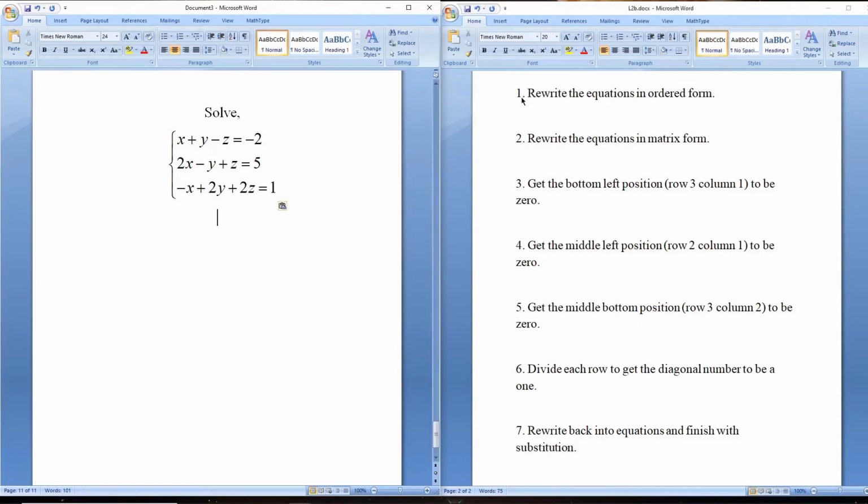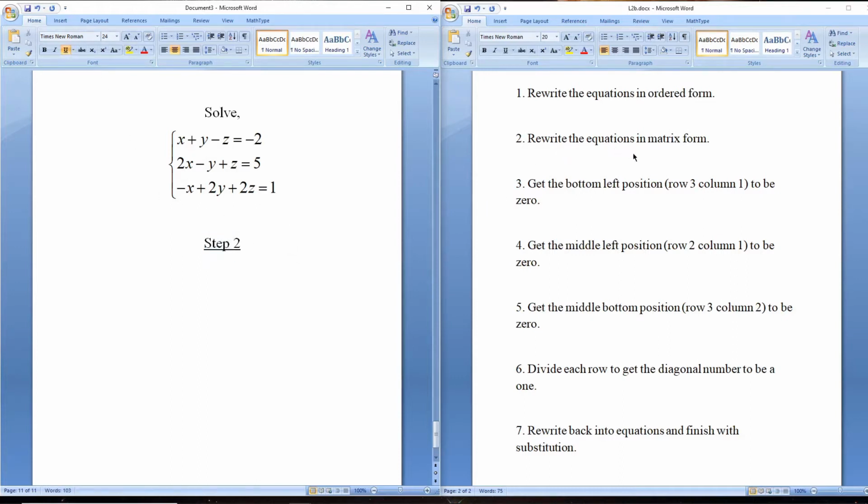The first step says rewrite the equations in the ordered form. That means x, y, z, and then equals our number. If we look at this, it is all ordered: all the x's are first, then all the y's, then all the z's, and then all the numbers. So step 1 is done. They are already ordered, and most of your homework problems will have them already ordered. So let's do step 2 then.